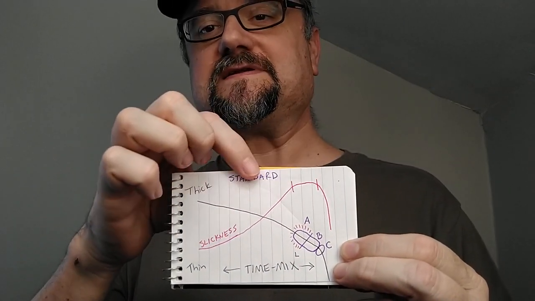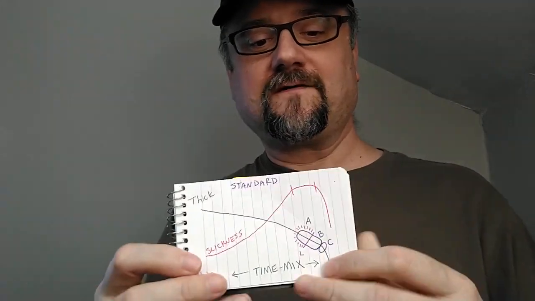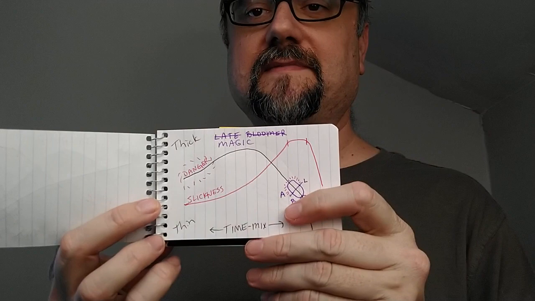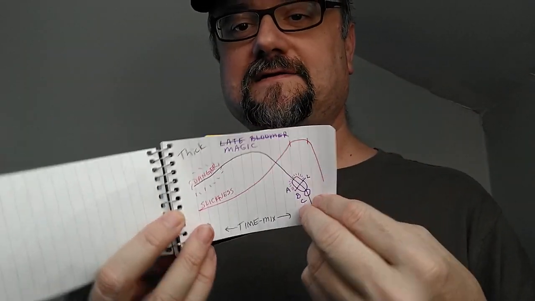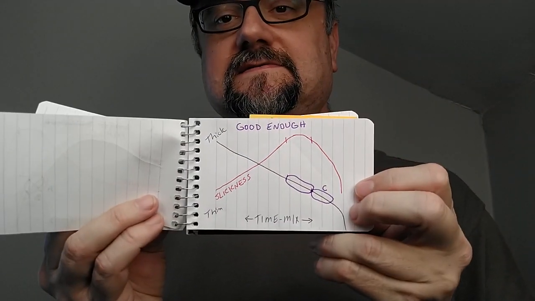I'm entitling this one Standard. We've got three. We've got Standard. We've got what I first called the Late Bloomer, but since blooming is a shaving term, we're going to call this one the Magic pattern, Paradigm. And then the third one is Good Enough.